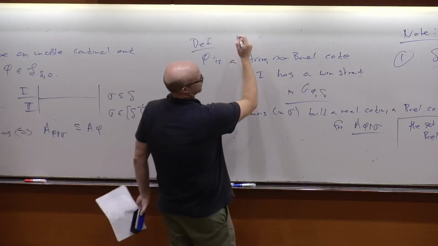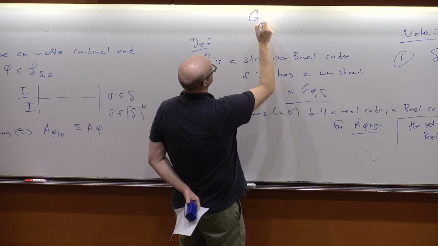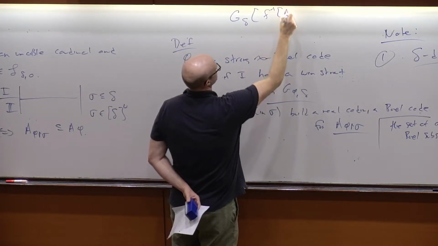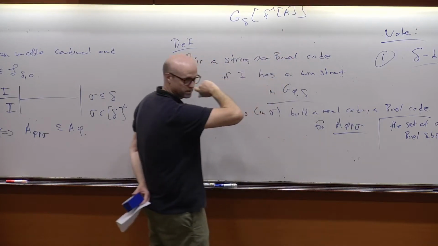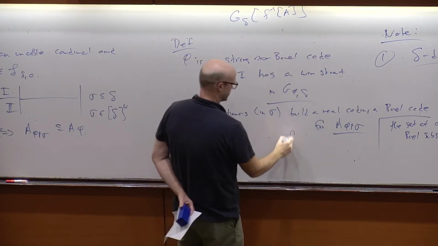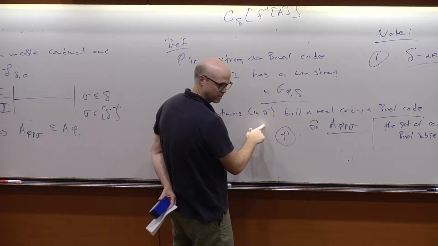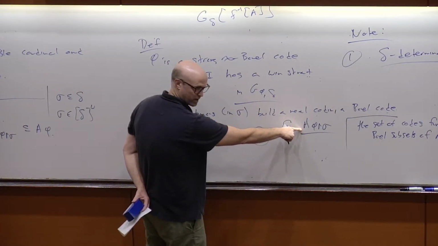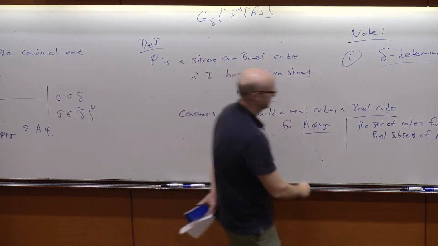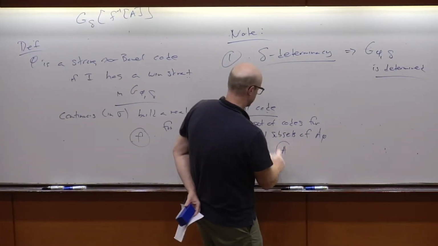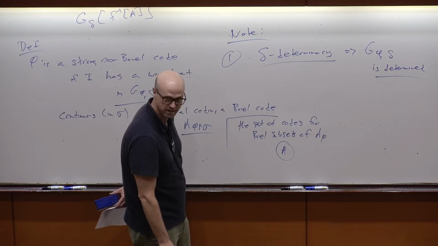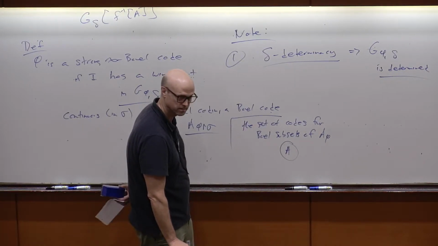Again, ordinal determinacy said that games that looked like G delta, F pre-image A, were determined. And our F now is this thing that's taking us from the run of the game to the code for the Borel set. That's what our F looks like. And then our A is just the set of codes for Borel sets which happen to be contained in A phi.